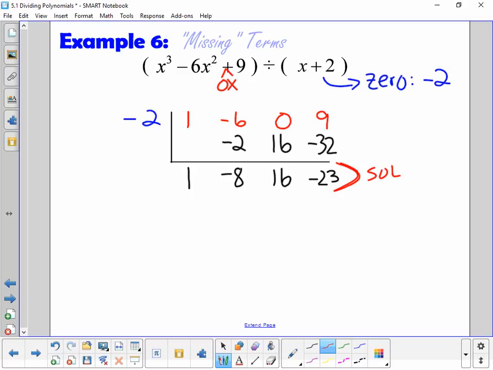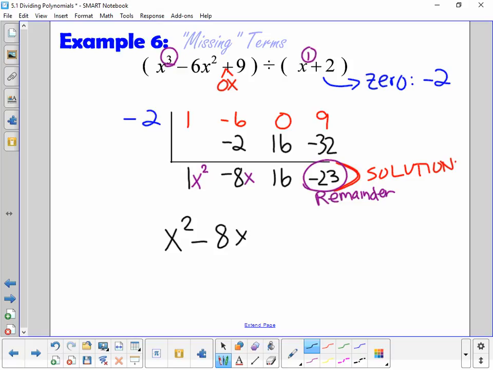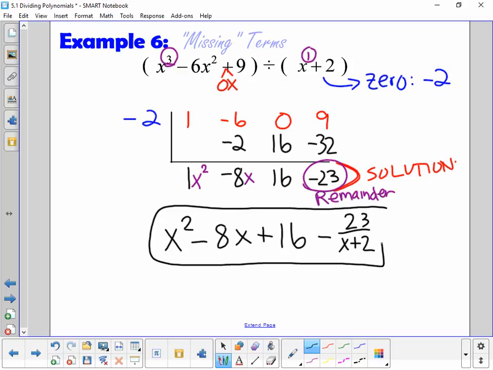Okay, so now this is our answer. We're done. This is our solution. We just have to decode it. We just got to figure out what it means. Well, we started with an x to the third power. We're dividing by a power 1. So our answer is going to be power 2. The last number is the remainder. So our complete answer would be x squared minus 8x plus 16 minus 23 over, and our divisor was x plus 2. So there's our solution.